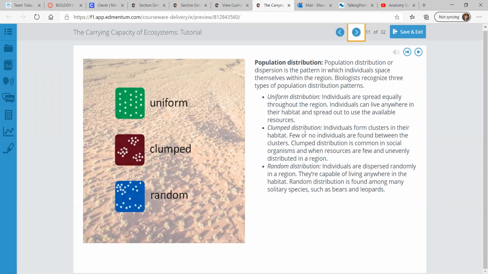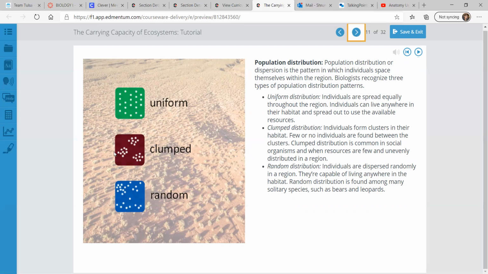Now we classify distribution into 3 types. This is the dispersion pattern. The first, uniform distribution, is when individuals are spread equally throughout the region. Individuals can live anywhere in their habitat and spread out to use the available resources. Clumped distribution means individuals form little clusters throughout the area. Few or no individuals are found between the clusters.